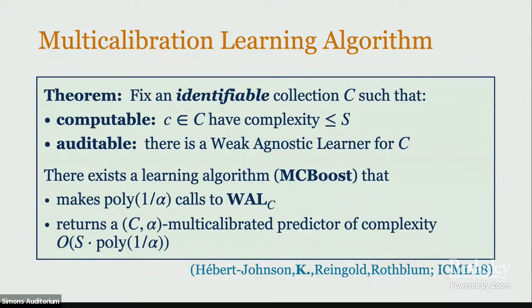Good. So here's the summary of what we talked about. The final theorem that we get is the following: fix an identifiable collection C. What do I mean by this? I want it to be computable in complexity of, say, S, some concrete complexity. And I want it to be auditable, in the sense that there's a weak agnostic learner for the class C. If those things are true, then there exists a learning algorithm, namely this multi-calibration boosting, that makes polynomial in 1 over alpha calls to this weak agnostic learner, and in the end returns to you a C alpha multi-calibrated predictor of complexity scaling roughly as S times a polynomial again in 1 over alpha.